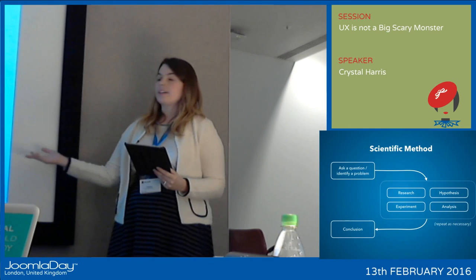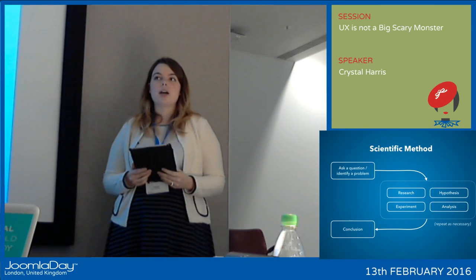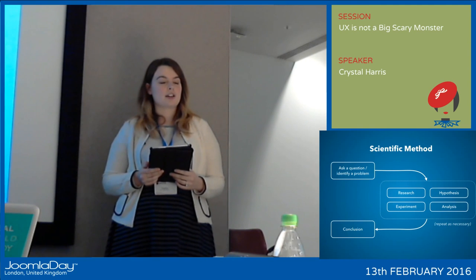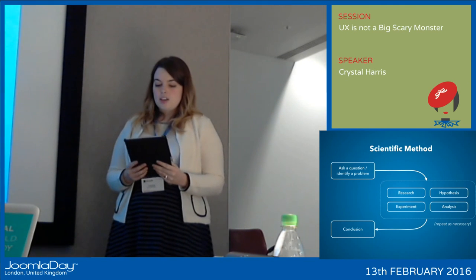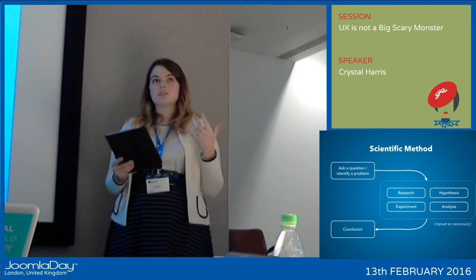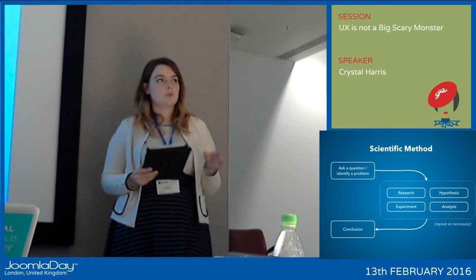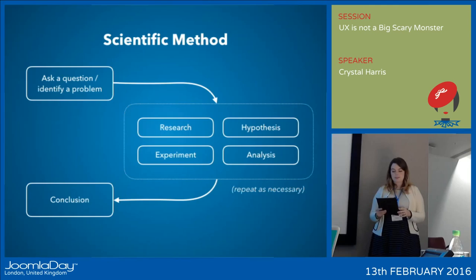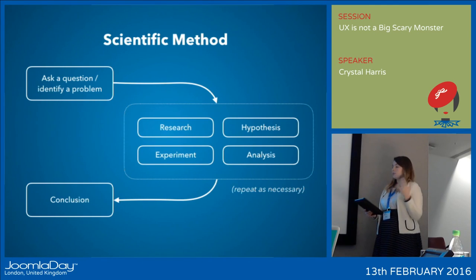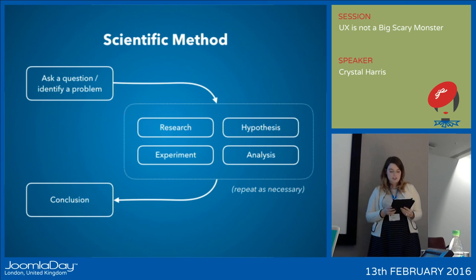The goal of the scientific method is to identify a cause and effect relationship. That's useful in user experience because you can identify what kind of changes on your site will make your users behave or not behave a certain way. So you can influence their behavior in that way. You start by asking a question, identifying a problem, then you cycle through the main research, hypothesis, experiment, and analysis as many times as necessary before drawing your conclusion and making your changes. Then you're done, I guess.